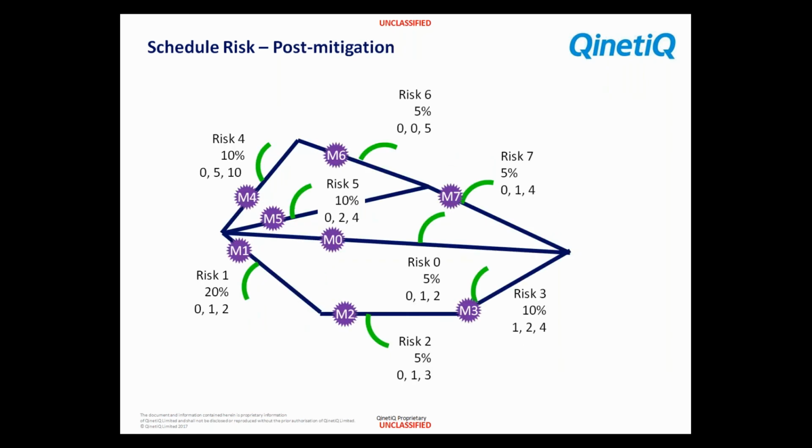Okay, so then we can do exactly the same with schedule as we did with costs. We can introduce mitigation actions, actions which will reduce the probability of the risk occurring, or the duration of that risk, the impact of it. Again, it needs to have reduced. So these are the residual risks once those mitigation actions have been put in place.